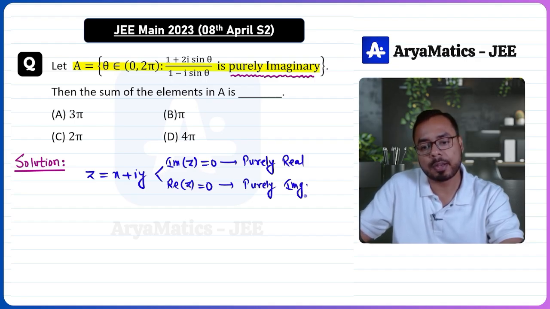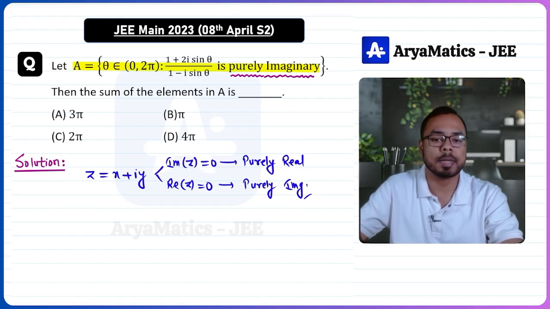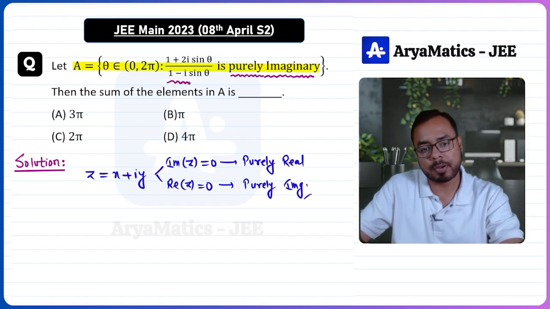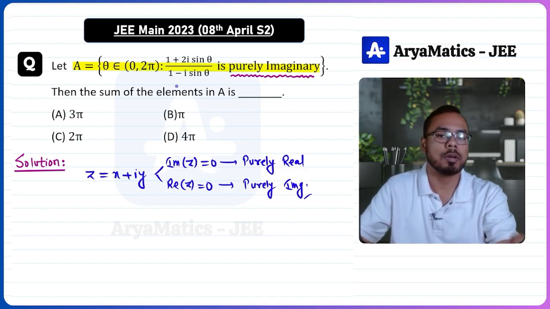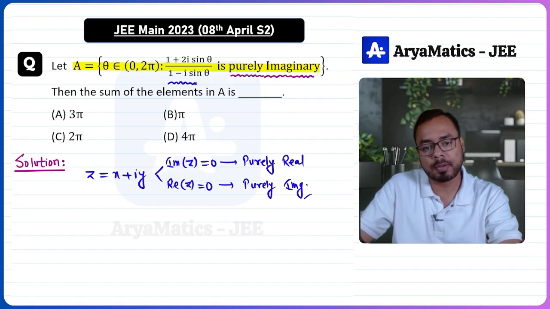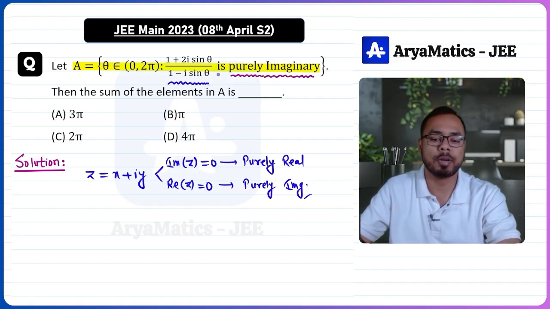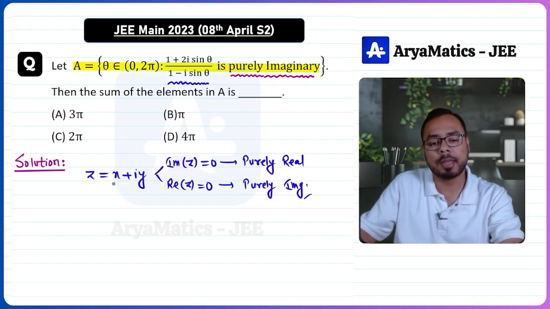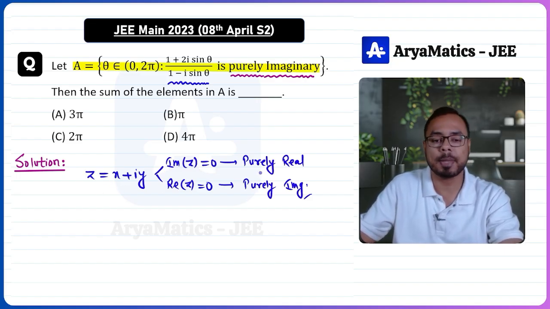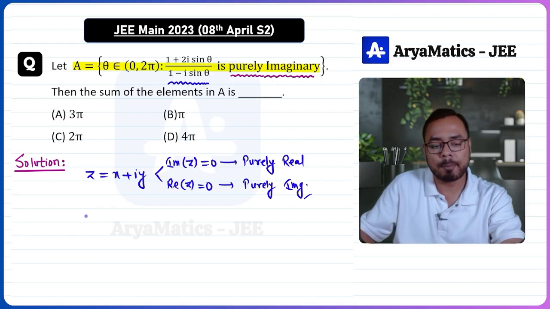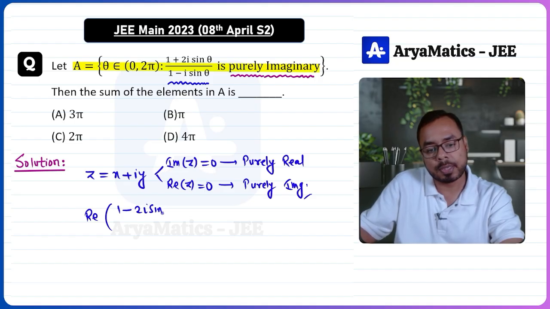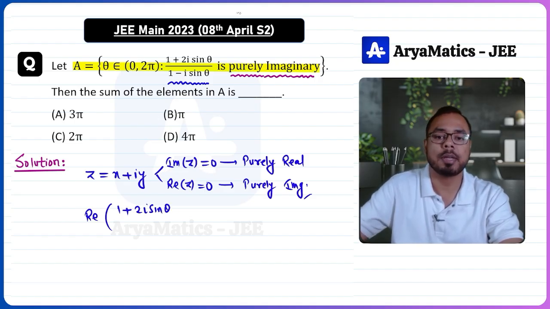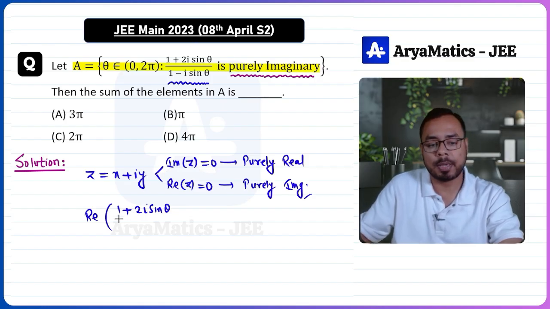So in JEE Main, you'll find there are a few PYQ on this concept, where some complex number is given using some trigonometric function, and then you have to find the values of theta in some given interval for which that complex number is either purely real or purely imaginary. So if it is purely imaginary, the real part must be 0. And if it is purely real, then the imaginary part must be 0. So if this complex number is purely imaginary, the real part of that complex number, that means real part of 1 minus 2 iota sine theta, 1 plus 2 iota sine theta, divided by 1 minus iota sine theta, must be 0.